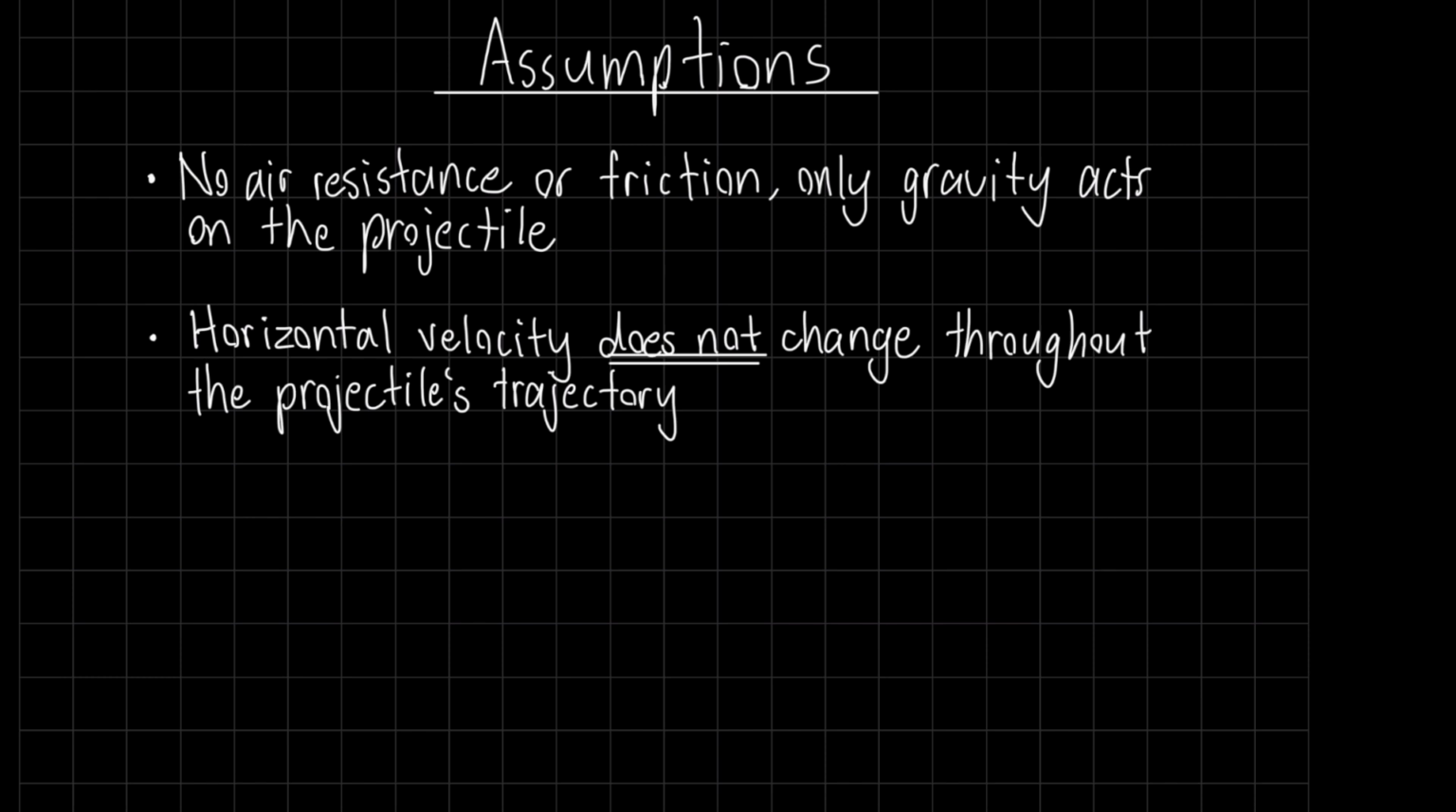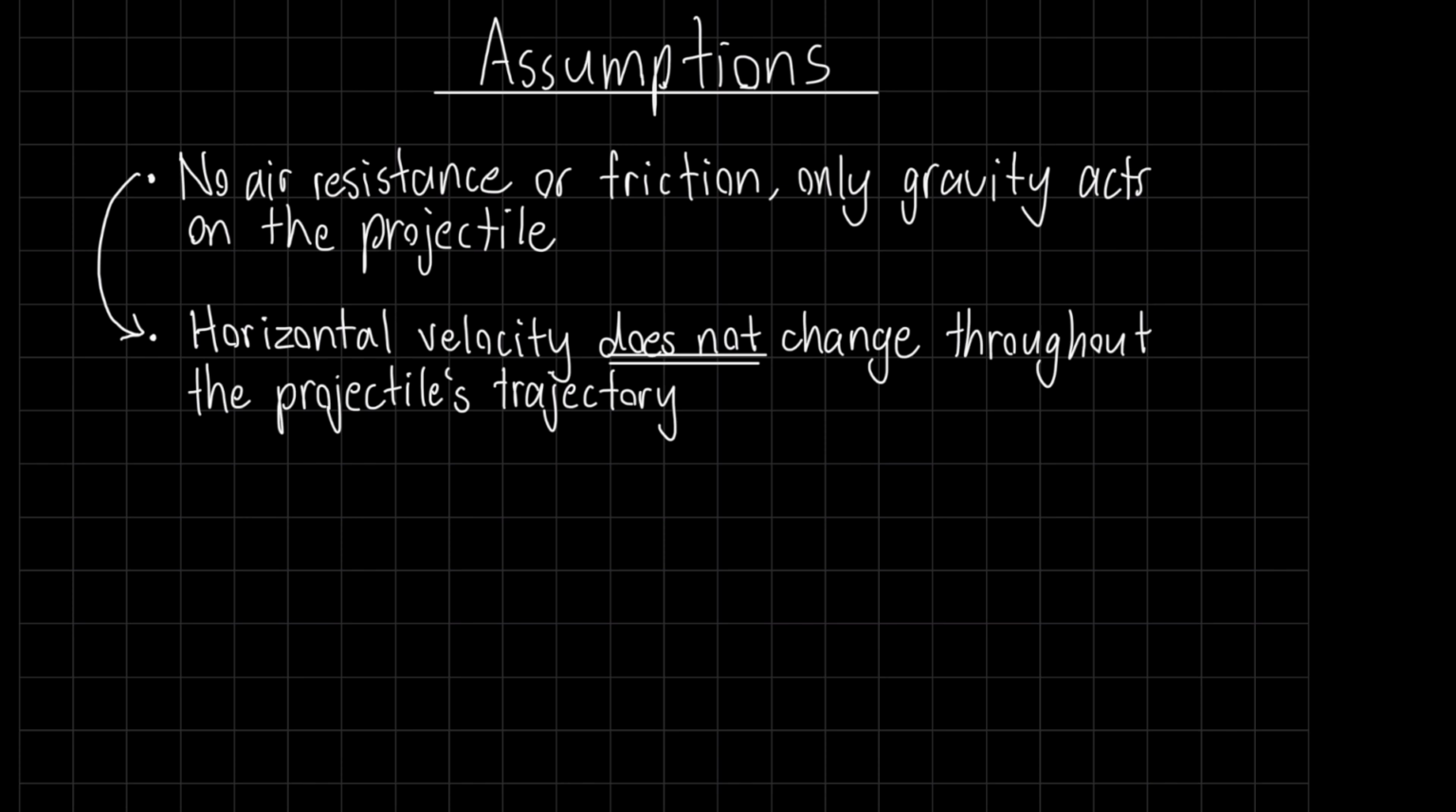Alright, now let's go over some underlying assumptions in 2D projectile motion. These assumptions are actually closely related, as you will see later on. The first assumption is that no air resistance or friction acts on the projectile. Only gravity acts on the projectile. The second one is that horizontal velocity does not change throughout the projectile's trajectory. So this first one actually directly causes this one. And how can this be?